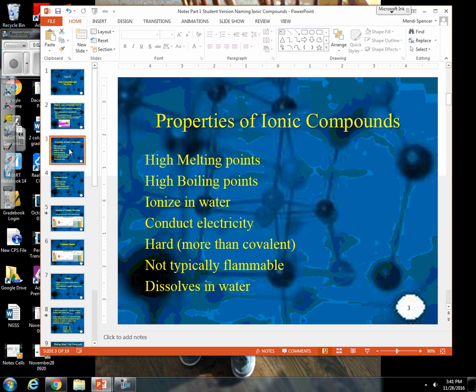Now, ionic compounds can also conduct electricity. They're usually very, very hard. So salt, think about salt, it's very, very hard in texture. They usually are not flammable, and they also dissolve in water. So dissolve in water, just think they break apart.